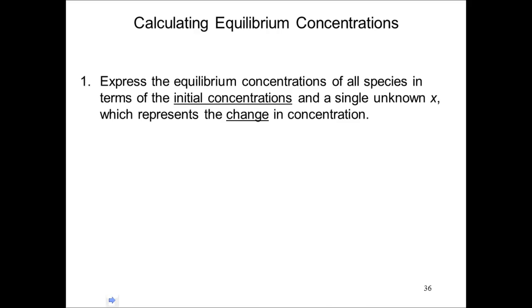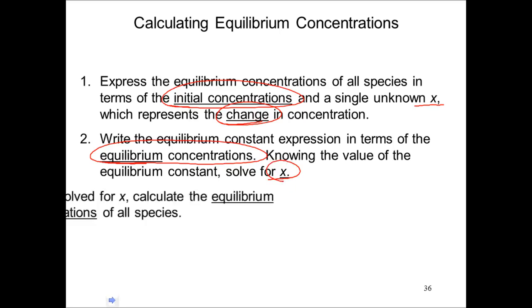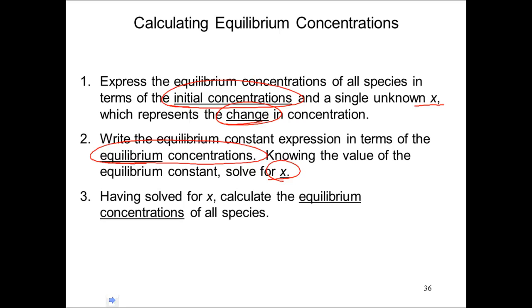On slide 36, how do we calculate equilibrium concentrations? Number one, first express the equilibrium concentrations of all species in terms of initial concentrations and a single unknown x, which represents the change. Number two, we write the equilibrium constant expression in terms of equilibrium concentrations. Knowing the value of the equilibrium constant, we're going to solve for x. Then, having solved for x, calculate the equilibrium concentrations of all species.